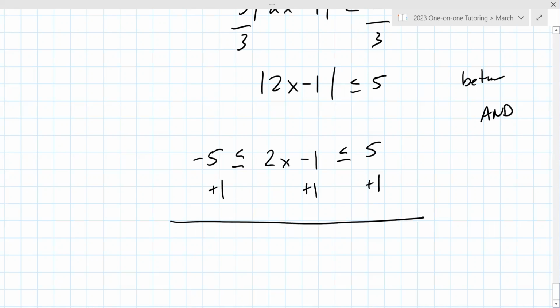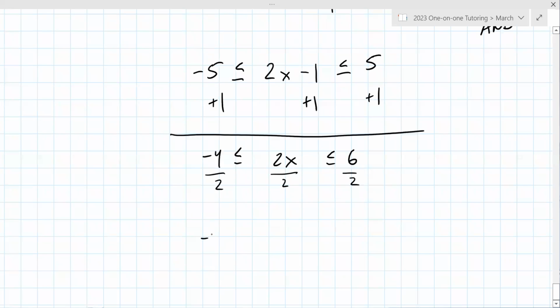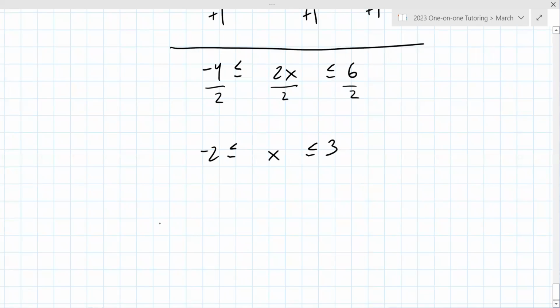Okay. And the good news here is that part of your answer was correct. So you do divide everything by 2. Now -2 less than or equal to x less than or equal to 3, or x is between -2 and 3. So that's my final statement. Yes. Okay. So now is -1 a solution?